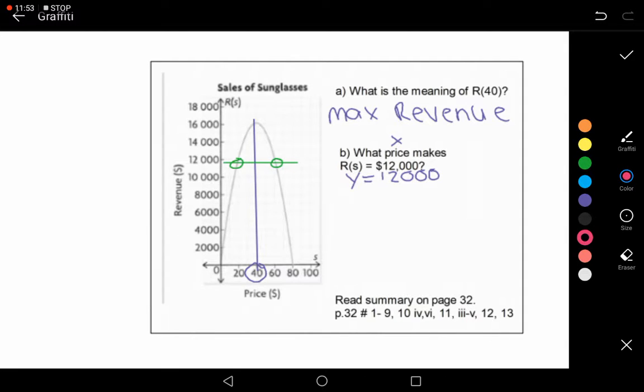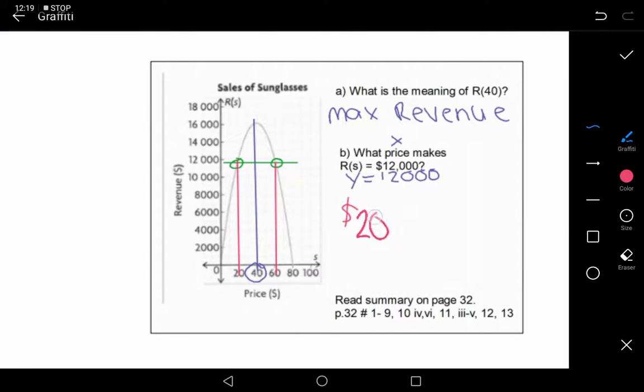I draw a line from that point down and that point down. I can see that at $20 and $60, my revenue will be 12,000. So my answer here is $20 and $60. Okay, and don't worry about this.